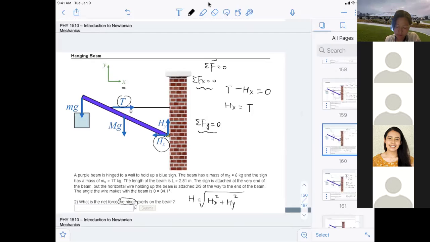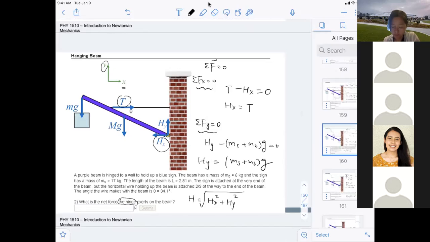The second one, let's sum up all the forces in the Y direction. Well, simple enough, Hy is pointing upward. The mass of the sign and the mass of the beam all point downward. So these two gravities are going down, right? So they add up to be 0. So the hinge force Y component has to equal the weight of the sign and the weight of the beam combined.